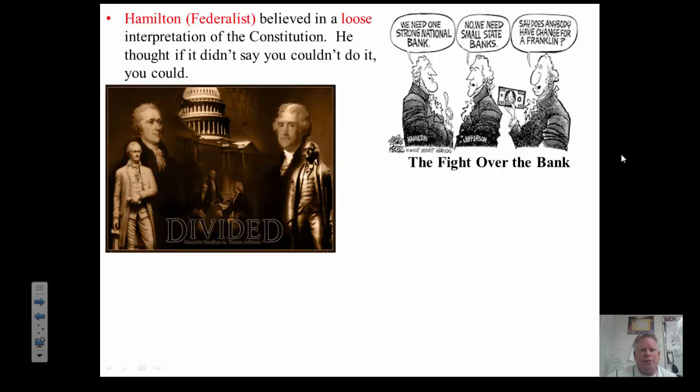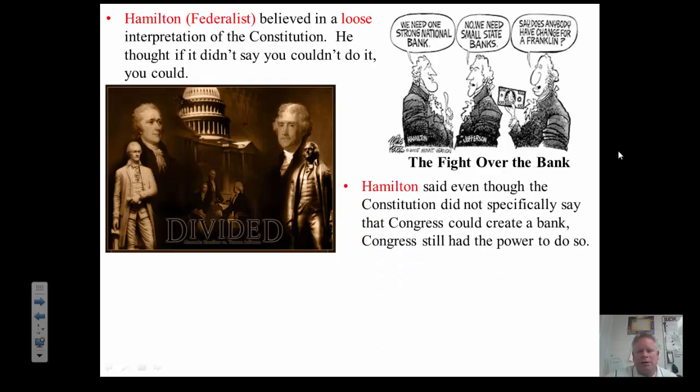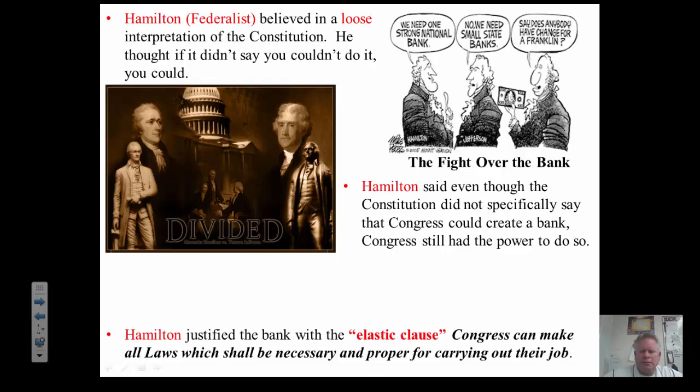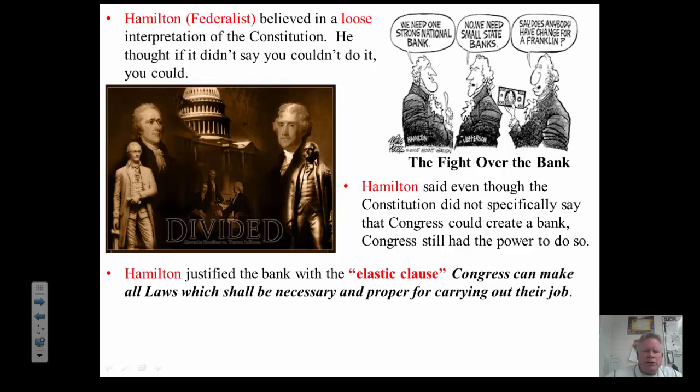Now, Hamilton, a Federalist, believed in a loose interpretation of the Constitution. He thought if it didn't say you couldn't do it, then you could. He said even though the Constitution did not specifically say that Congress could create a bank, Congress still had the power to do so. Hamilton justified the bank with the elastic clause in the Constitution.